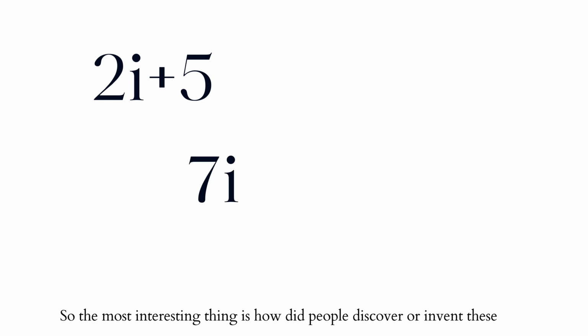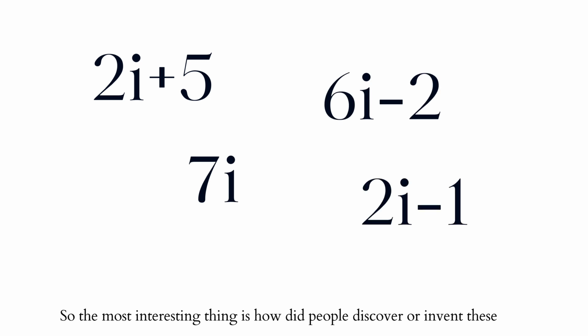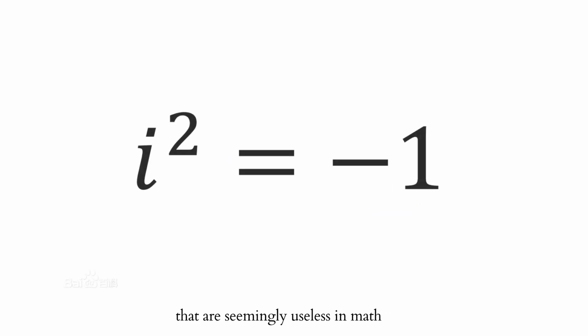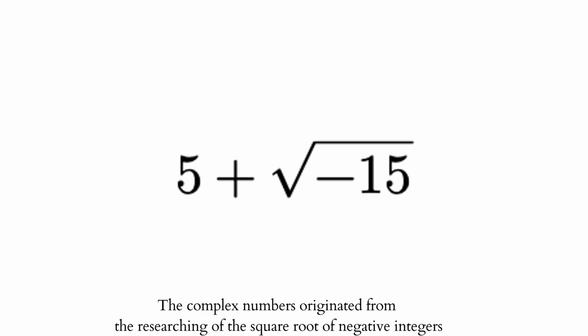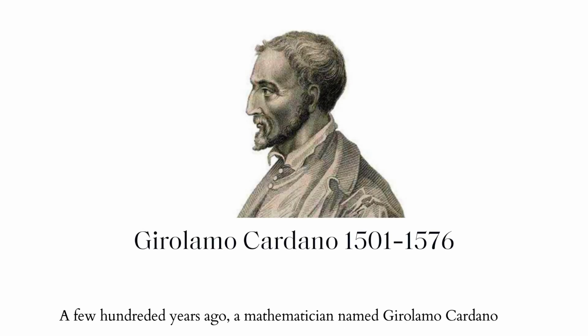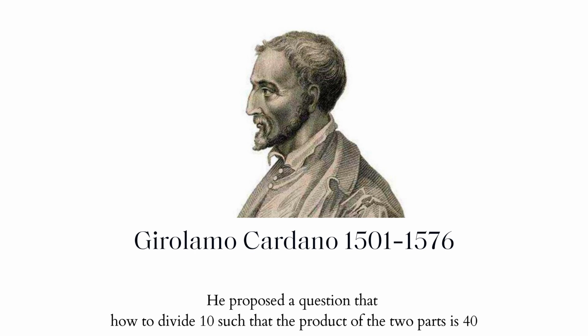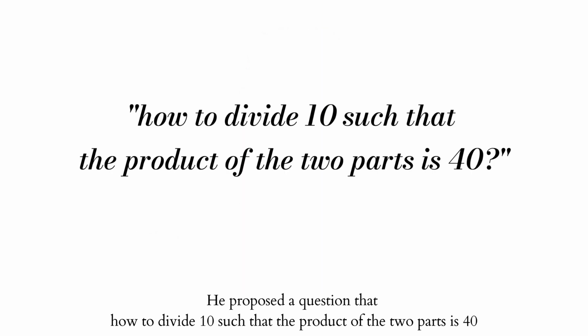So the most interesting thing is, how did people discover or invent these that are seemingly useless in math? The complex numbers originated from the research on the square root of negative integers. A few hundred years ago, a mathematician named Girolamo Cardano proposed a question: how to divide 10 such that the product of the two parts is 40?